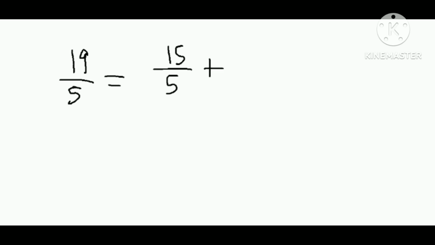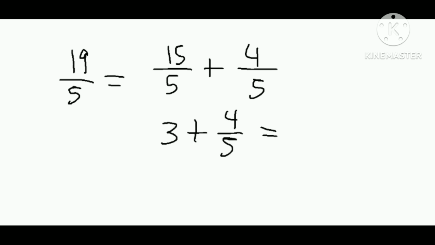Let's try another example. So 19 over 5. 5 goes into 19 3 times. 3 times 5 is 15. So we're going to break it into two improper fractions, 15 over 5 and 4 over 5. 15 divided by 5 is 3. 3 plus 4/5 is the same as 3 4/5.